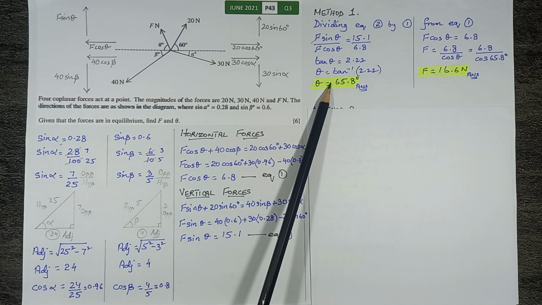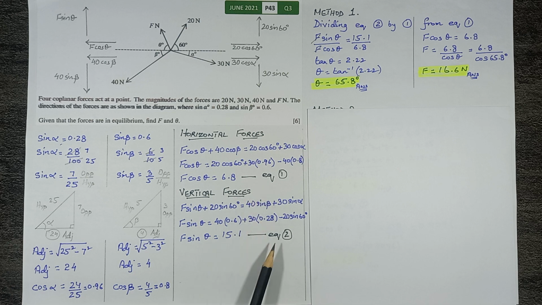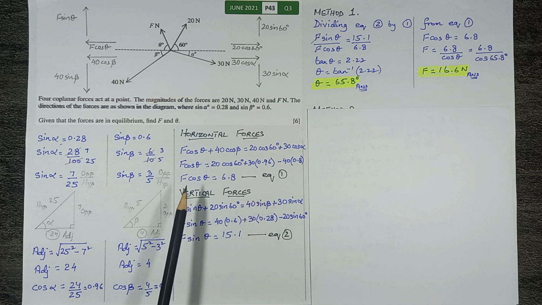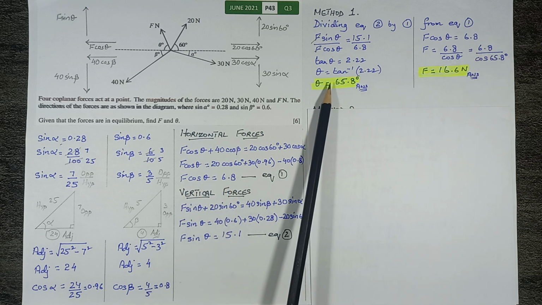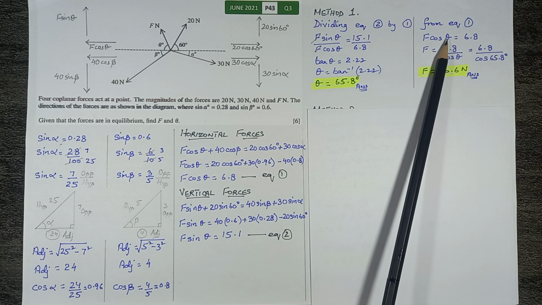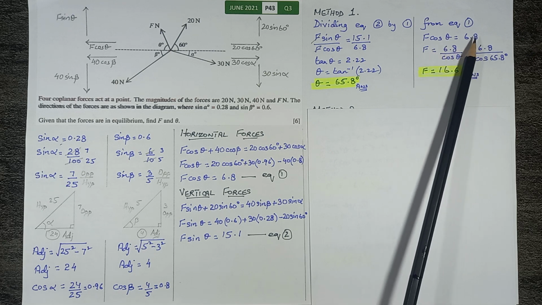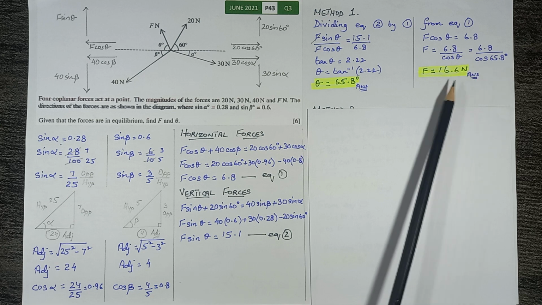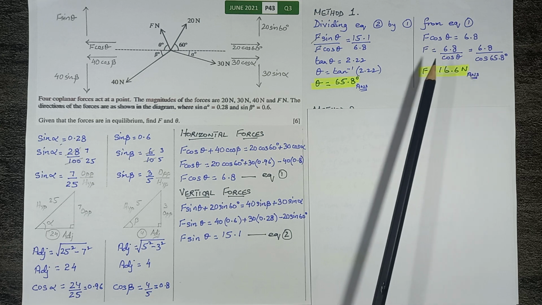Now placing this value of theta in any of the equations, whether equation 1 or equation 2, get the value of F. If we take the first equation, F cos theta is equal to 6.8, and place the value of theta, 65.8, over here. So 6.8 divided by cos 65.8, definitely the result would be the value of F, which is 16.6. This is one of the easiest methods.